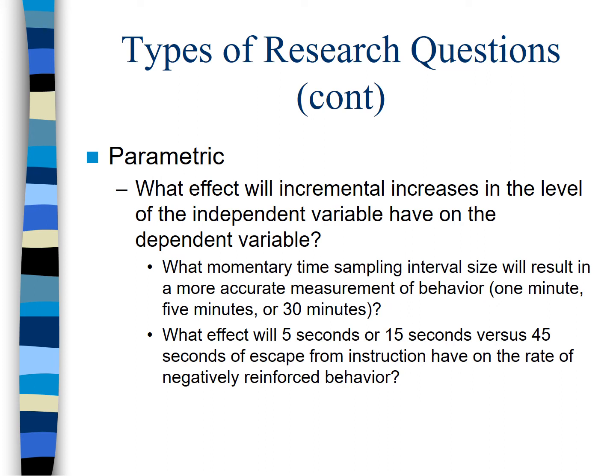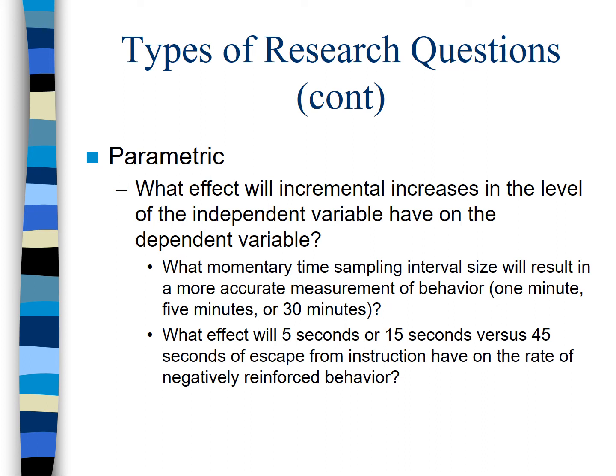So here's a couple of examples. What momentary time sampling size will result in more accurate measurement of behavior? 1 minute, 5 minutes, or 30 minutes? The other would be, what effect will 5 seconds or 15 seconds versus 45 seconds of escape from instruction have on the rate of negatively reinforced behavior?